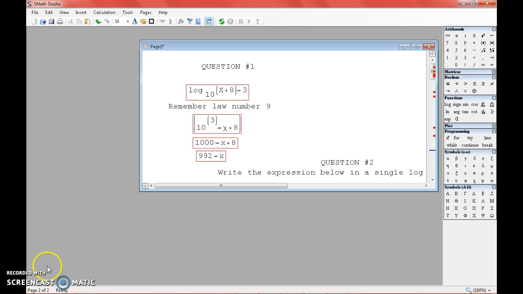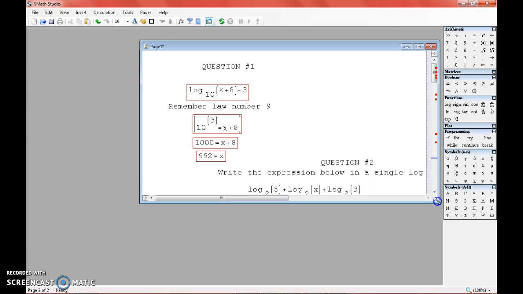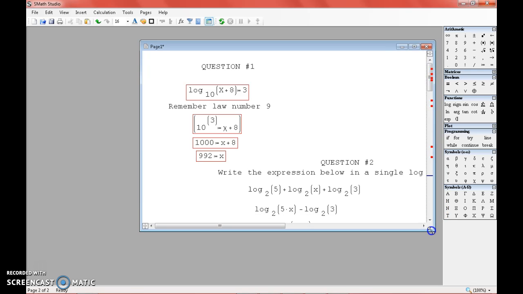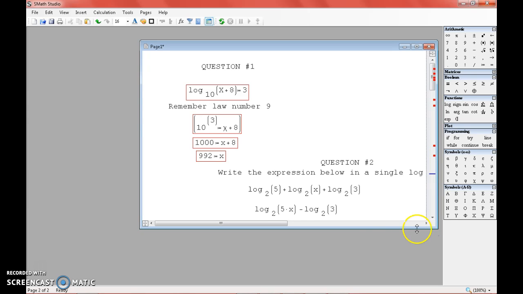Question 2 says that you must express this form of log below into a single log. So you have log base 2 of 5 plus log base 2 of x plus log base 2 of 3. Now the advantage of this question is that all of the logs have the same base, which is good. We don't have to change the base, because you cannot do anything with a log if it doesn't have the same base, right? And so log 2, now what would be your first step?